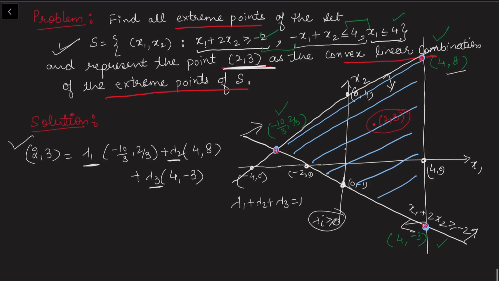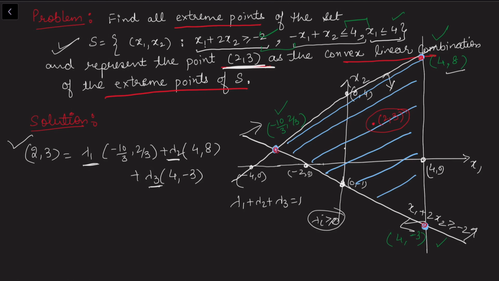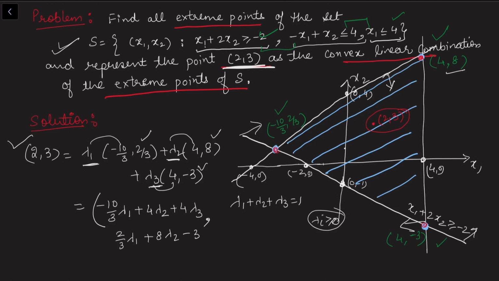So let's solve this set of equations. I'm just doing a coordinate-wise sum. The first coordinate will become -10/3 lambda 1, plus 4 lambda 2, plus 4 lambda 3. Then if I take the second coordinate, I will get 2/3 times lambda 1, plus 8 lambda 2, minus 3 lambda 3. This is equal to (2, 3).